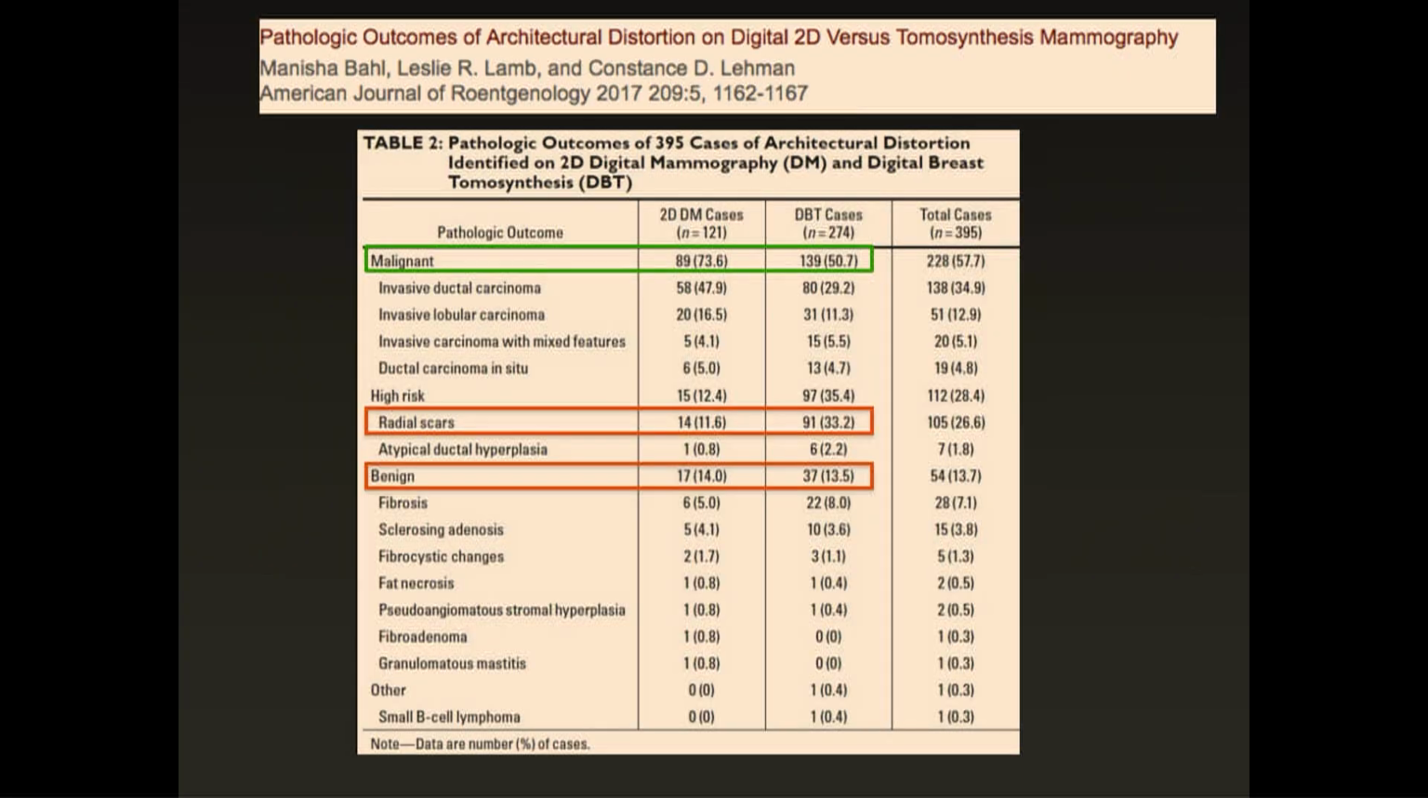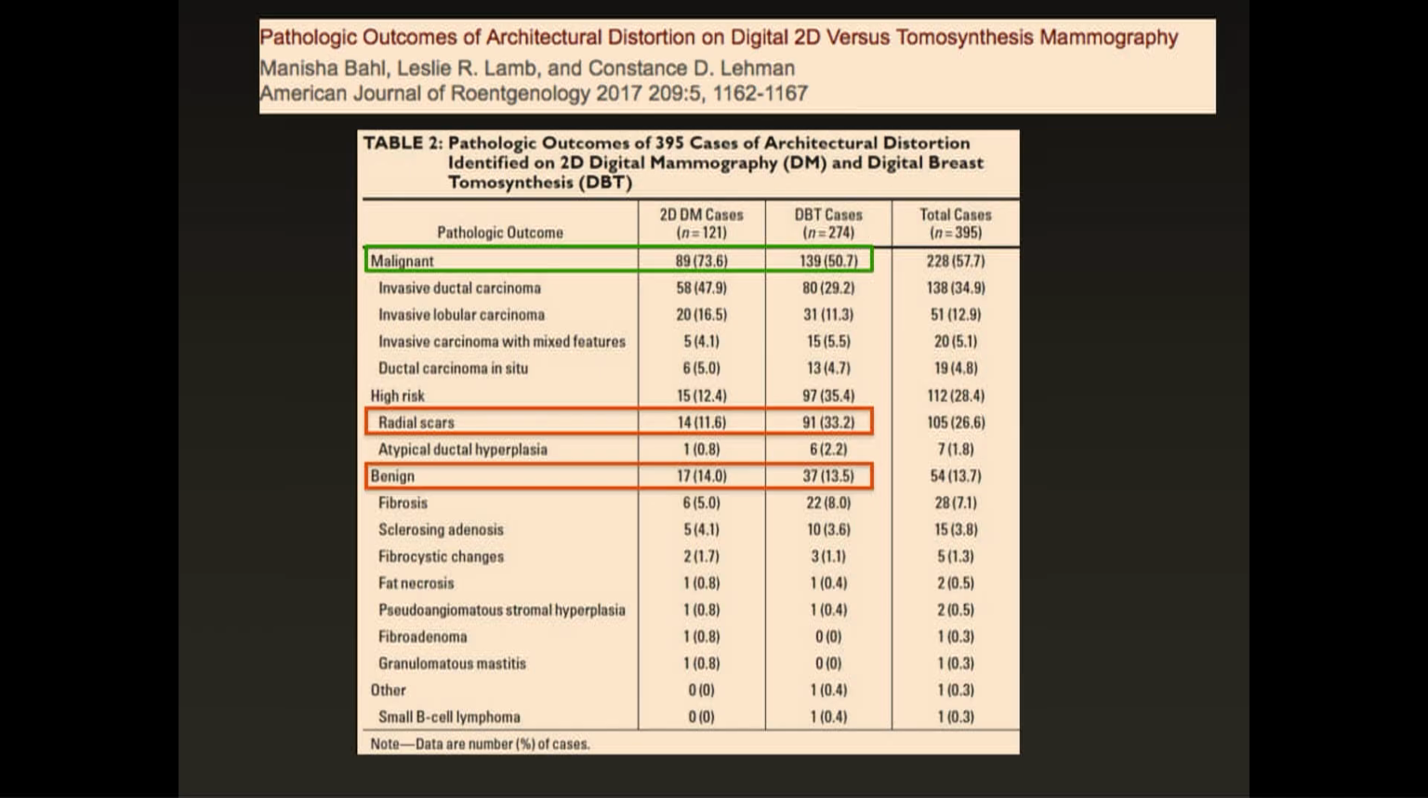Because we're doing more and more tomo, we're finding more of these radial scars. This was a paper that was published a couple of years ago, and it showed that when you do 2D full field digital mammogram and you biopsy areas of distortion, in the pre-tomo years, radial scars made up about 10% of distortions that were biopsied. Now, as we're finding more and more areas of architectural distortion because of tomo, that number has changed.